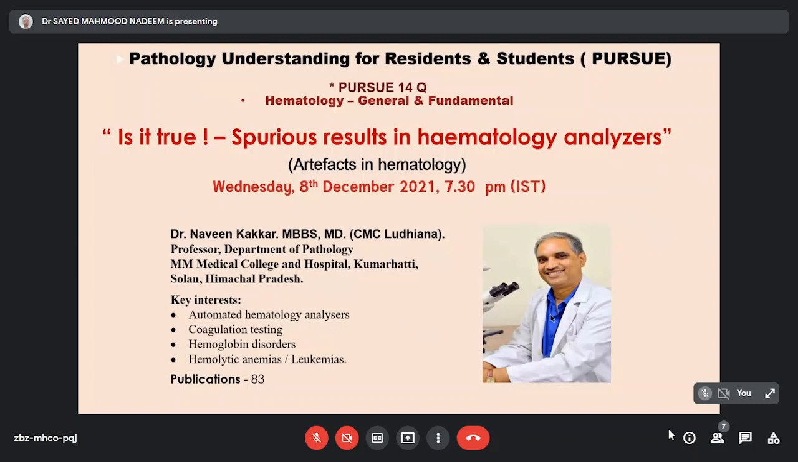Dr. Naveen Kakkar, MBBS, MD from CMC Ludhiana, presently the professor in the Department of Pathology at the MM Medical College and Hospital, Kumarhatti, Solan, Himachal Pradesh, with key interest in hematology, analyzers, coagulation testing, hemoglobin disorders, hemolytic anemias and leukemias, with multiple publications, more than 80 in national and international indexed journals.